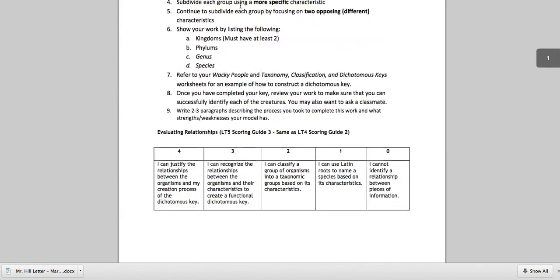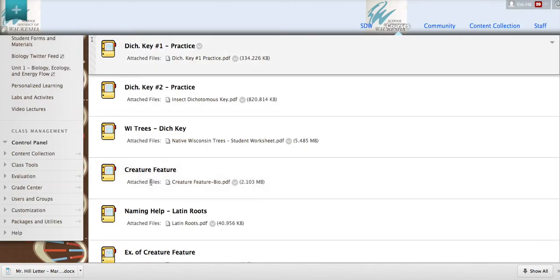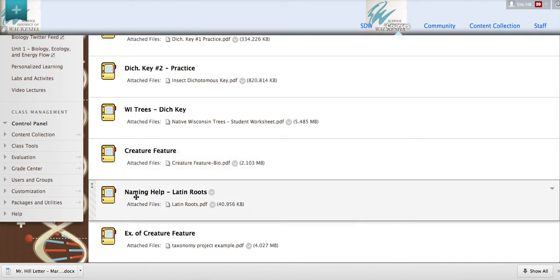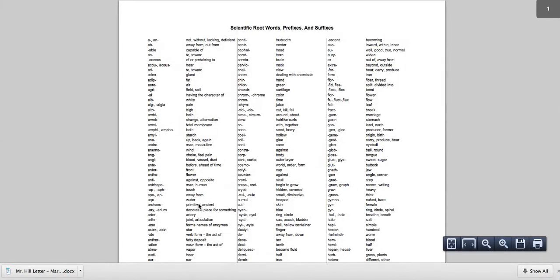Right. That might sound difficult, but I've put together some resources for you. If you go back to Blackboard, it says naming help, Latin roots. In naming these guys, you can use all of these different Latin roots available to you to give them very specific Latin sounding names.